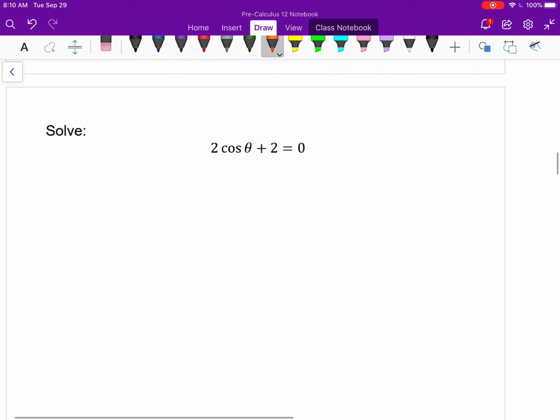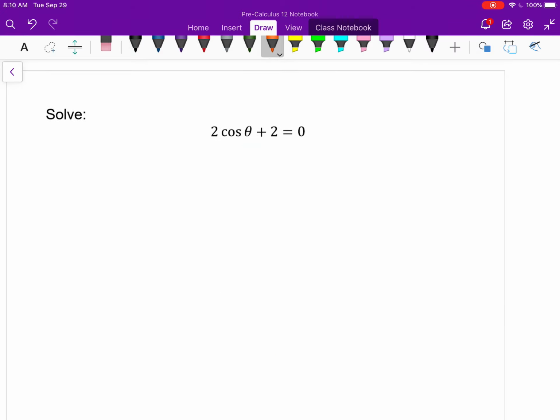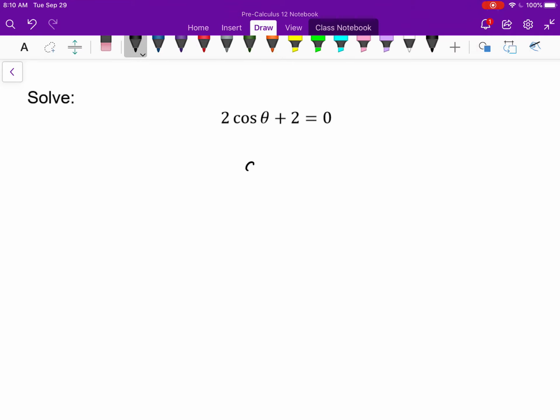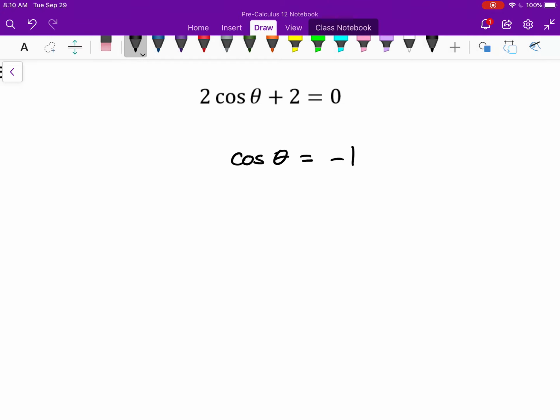All right, so let's look at a different equation now. Let's solve this. So like before, I first want to isolate the trigonometric function. So I'm going to subtract 2 from both sides and divide by 2. And pretty quickly I get the cosine of theta equals -1. Okay, hope that sounds familiar. -1 is one of our angles that's between quadrants. It's sort of a quadrant angle, we can call it.